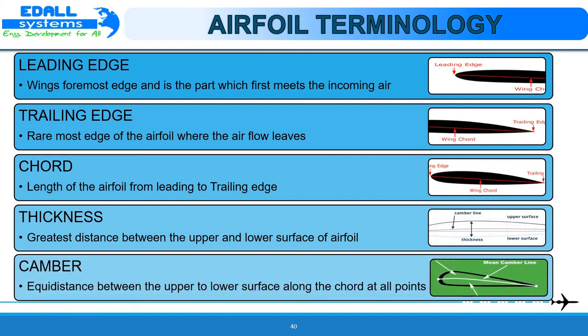Camber is the measure of the asymmetry between the upper and the lower surfaces. Camber is generally introduced to an airfoil to increase its maximum lift coefficient, which in turn decreases the stall speed of the aircraft. This camber line is a line drawn equidistant between the upper and the lower surface at all the points along the chord. Highly cambered airfoils produce more lift than less cambered airfoils, and an airfoil that has no camber has symmetrical upper and lower surfaces.